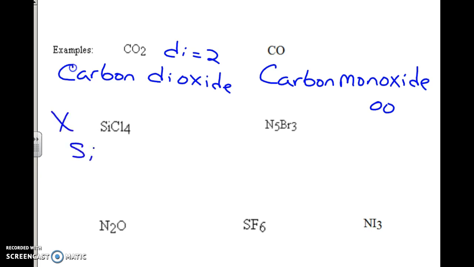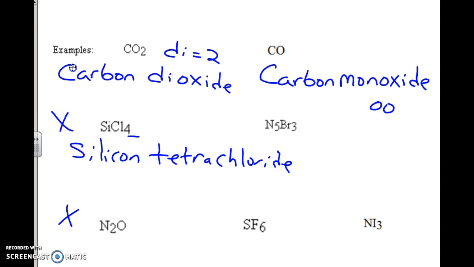This is silicon. And there's only one silicon, but we never put mono on the first element. And we have 4 chlorines, which is tetra, so it's tetrachloride. Let's try this one next. Pause the video and try that problem.